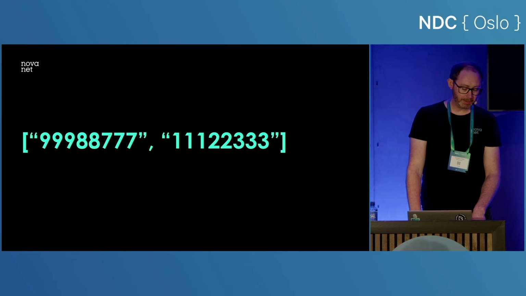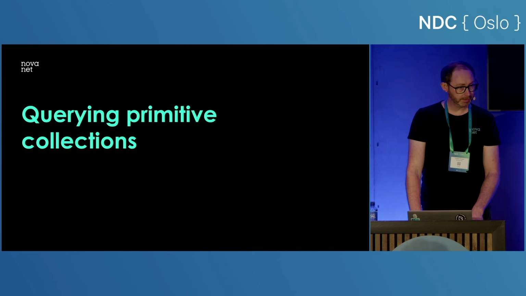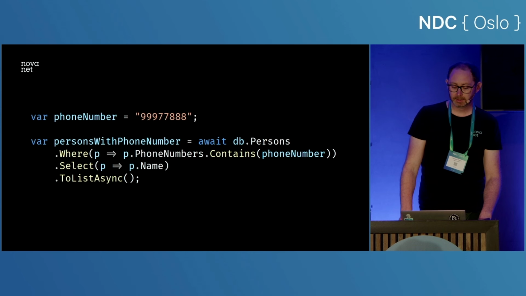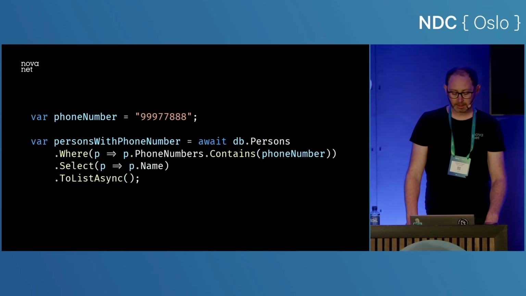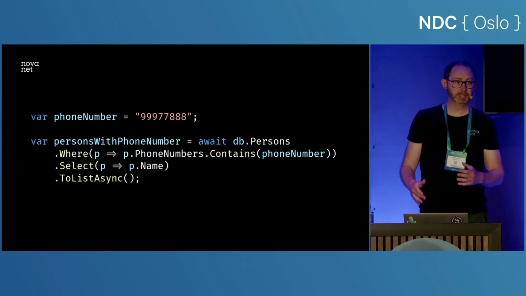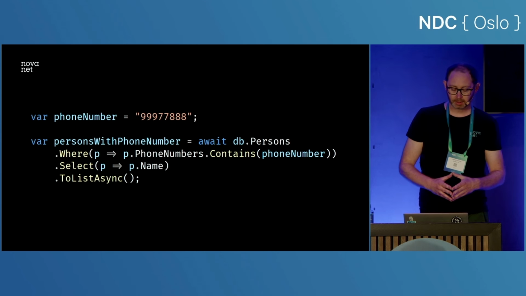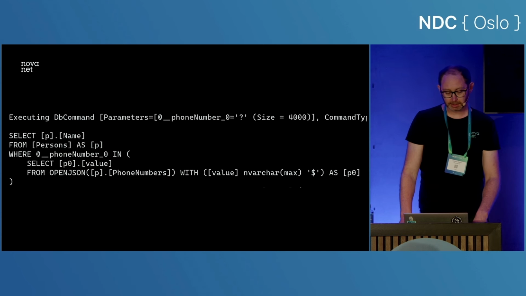So how do we query these primitive collections? Well, it's nothing special really. You can just use LINQ as you would do for anything else. Here's an example where I retrieve some persons with a specific phone number. What is kind of interesting is the SQL that's been generated from this basic LINQ query. So the SQL will look like this.